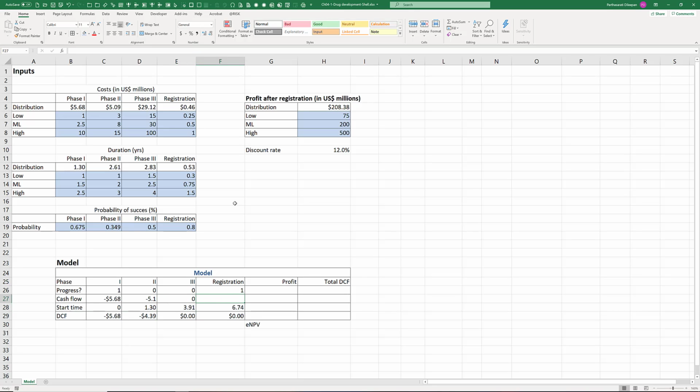Now the registration phase. You will start the registration phase if, again, we do a product of all the 3 previous stages. So we can use the function product, like that, equal to 1, close parenthesis, then we have the cost of registration, otherwise 0.